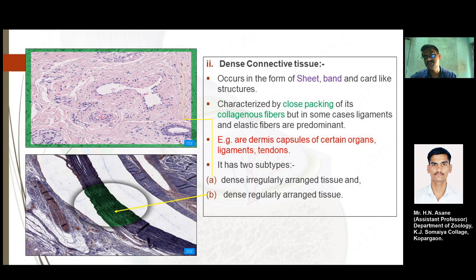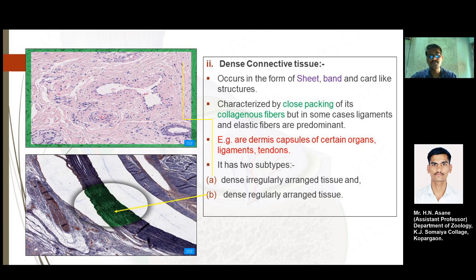Inflammation occurs over there, where the two bones are rubbing, and they cannot take our weight. So these ligaments and tendons are very important for the movements of our hands and other things. The close packing of its collagen fibers, but in some cases ligaments and elastic fibers are predominant. Examples of dense connective tissues are the dermis and capsules of certain organs.